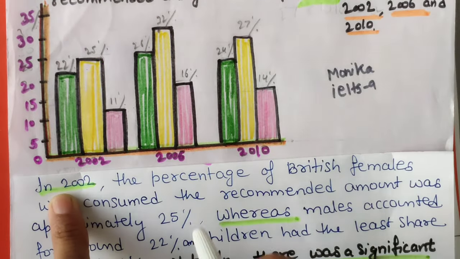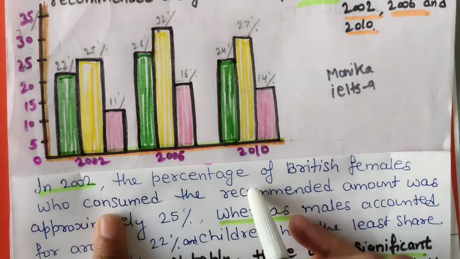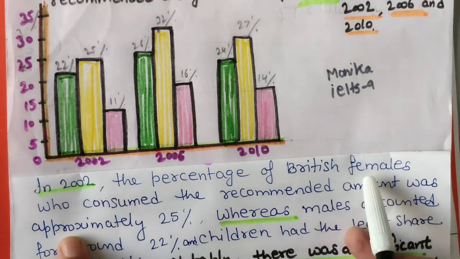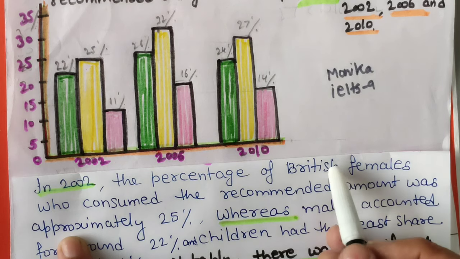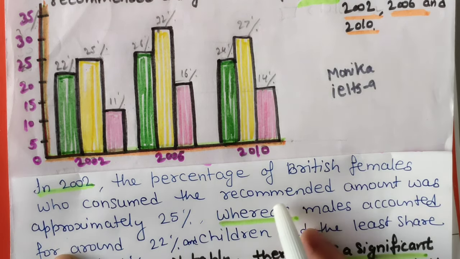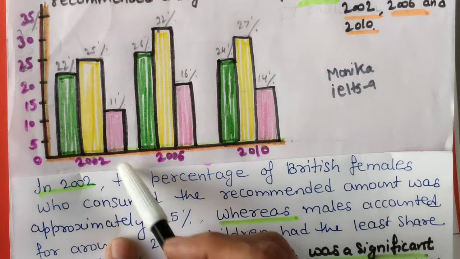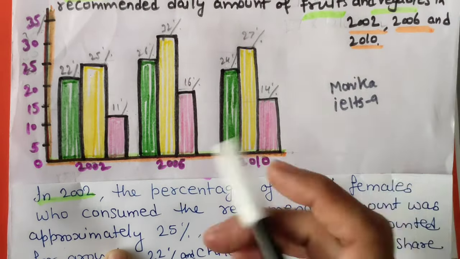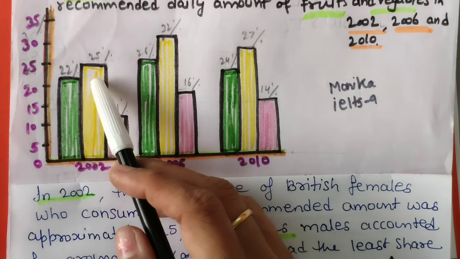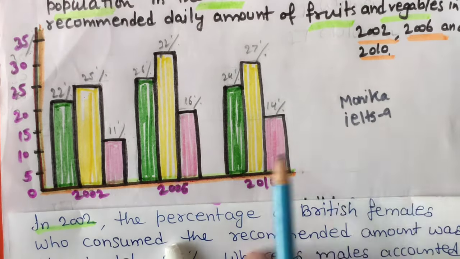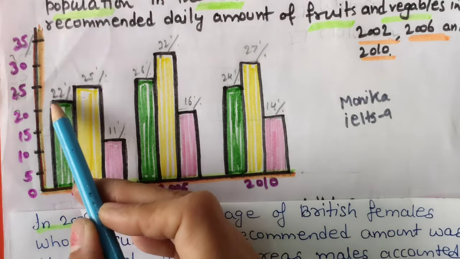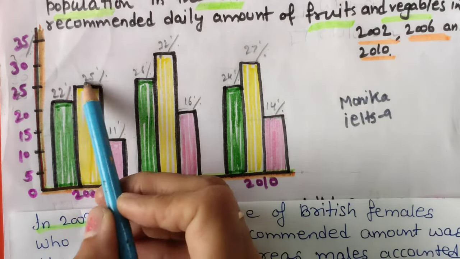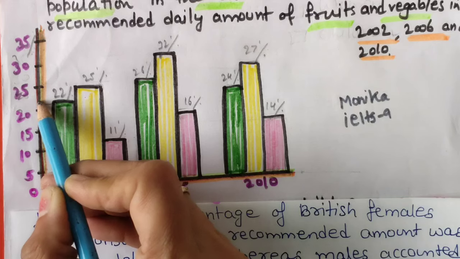In 2002, the percentage of British females, now instead of women I have written British females, because they are talking about the UK. British females who consumed the recommended amount was approximately 25%. Approximately means it is near 25%. I have done this by counting. You will get bar graphs like that, but you have to find the ratio, so I am doing it like that.